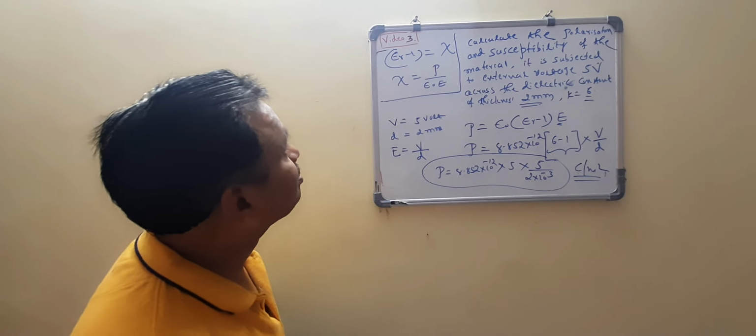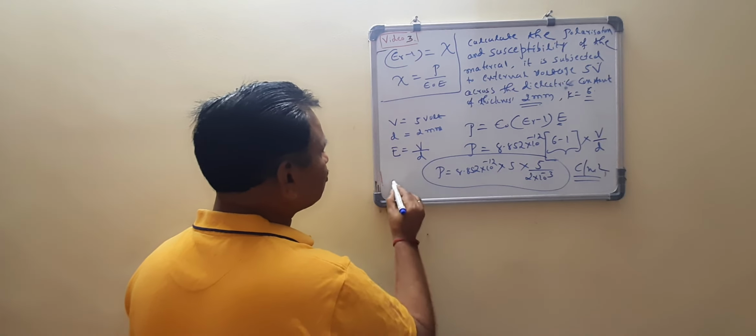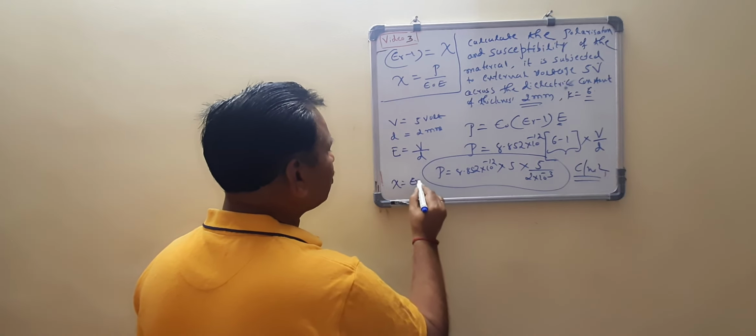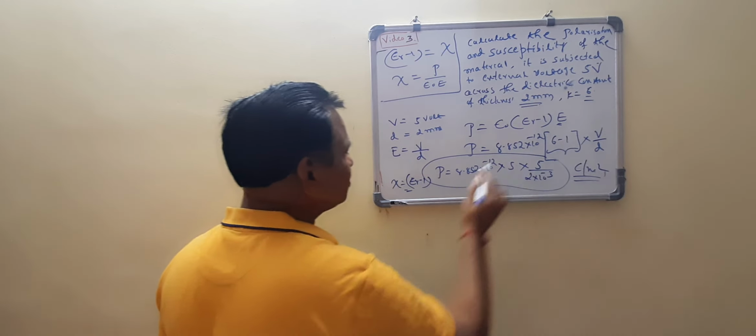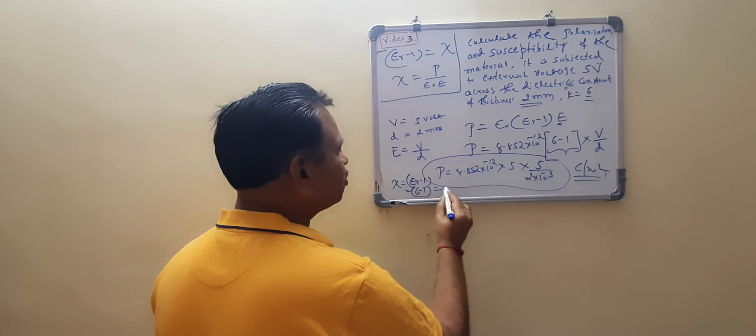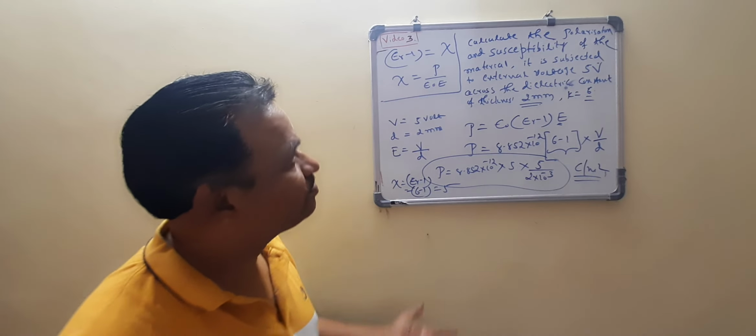Next is susceptibility. Susceptibility equal to epsilon r minus 1. What is epsilon r? It is nothing but 6. 6 minus 1 equal to 5. That's all. Very easy.